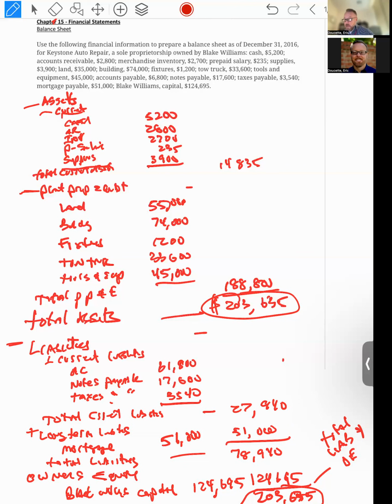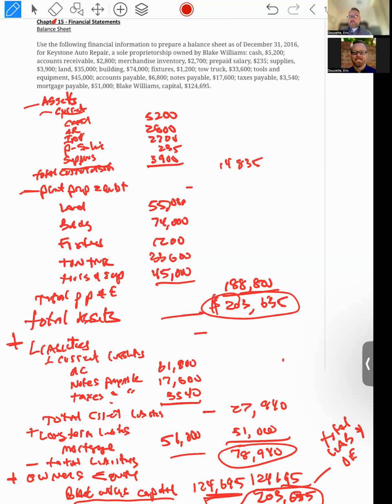And then I added all that up and I get my total liabilities. And then my last section was the owner's equity. And that really is whatever's left, right? After I removed all my liabilities from my assets, whatever's left is owner's equity. In this case, they actually have a capital company that they have money at. So it's $124,695. And when I added that to my total liabilities, it came out to $203,635.